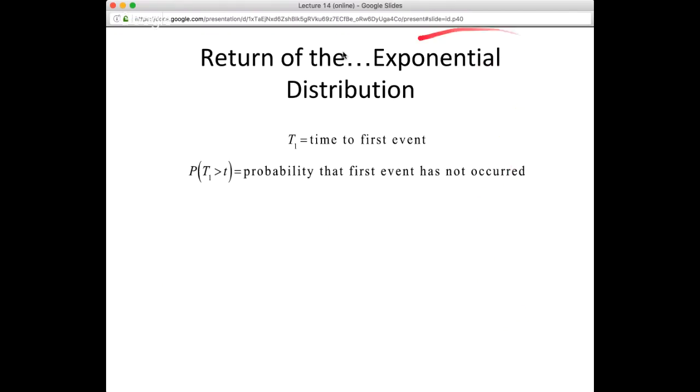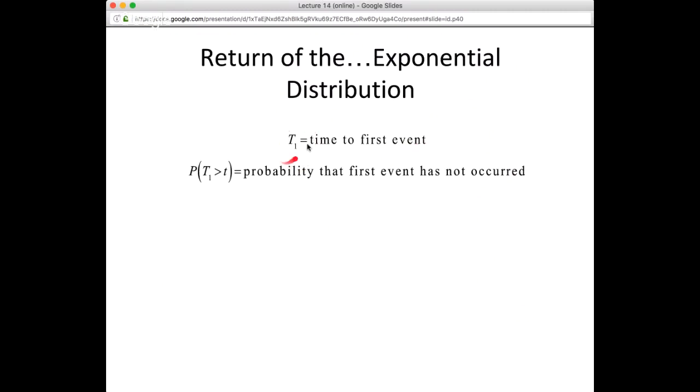And we've actually talked about the exponential distribution before, so now we're just bringing it back in a very specific context related to the Poisson distribution. And we can establish this relationship between the time to a first occurrence and the exponential distribution using the following set of logic or set of ideas.